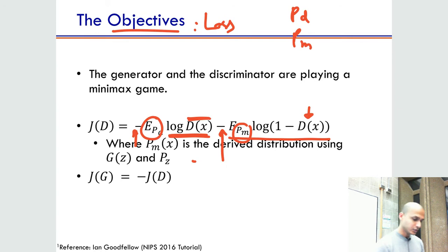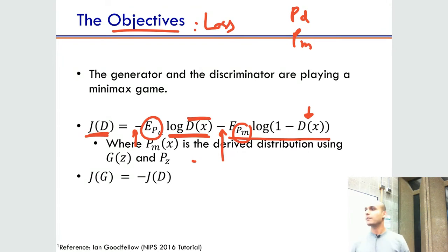So two steps. If you ignore the negative signs, it's basically saying on the real data, I want to make D(x) close to 1, so log of D(x) is as high as possible. And for the second term, if you ignore the negative sign, it's saying for the generated data, I want to make log of 1 minus D(x) as high as possible. That's the objective function. So this is the objective of the discriminator.